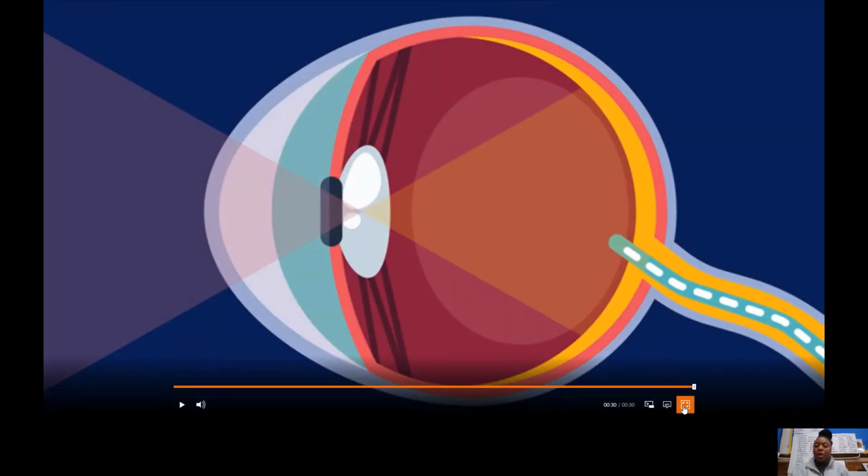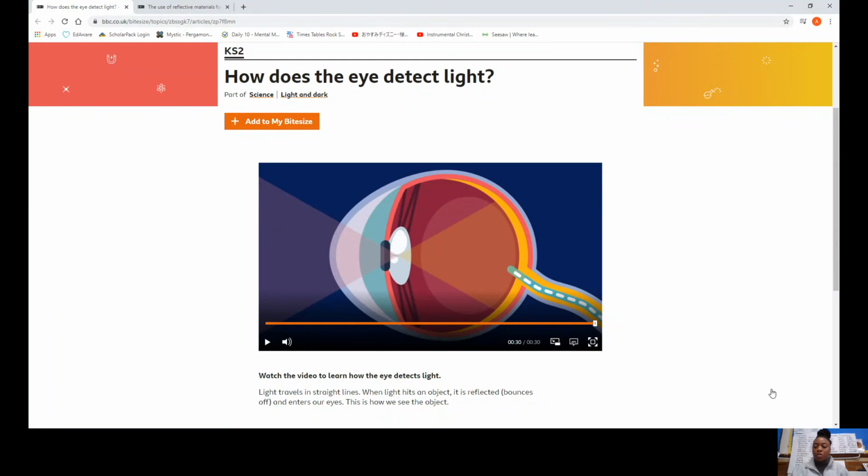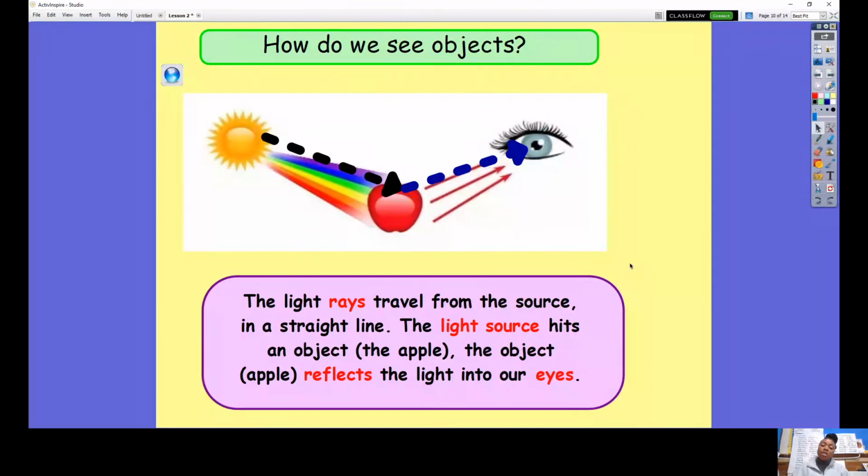Fantastic. Okay, what I want you to do now is just pause for a second and think, what did I learn from that video? And if you want to watch it again, I will put the link in the home learning science box. So we're just going to go back to our lesson. That video just showed you how light is emitted from a source, hits an object, and then bounces into our eyes. The only way I'm able to see anything is because light is hitting that object, and then that object is reflecting those same light rays into my eye.